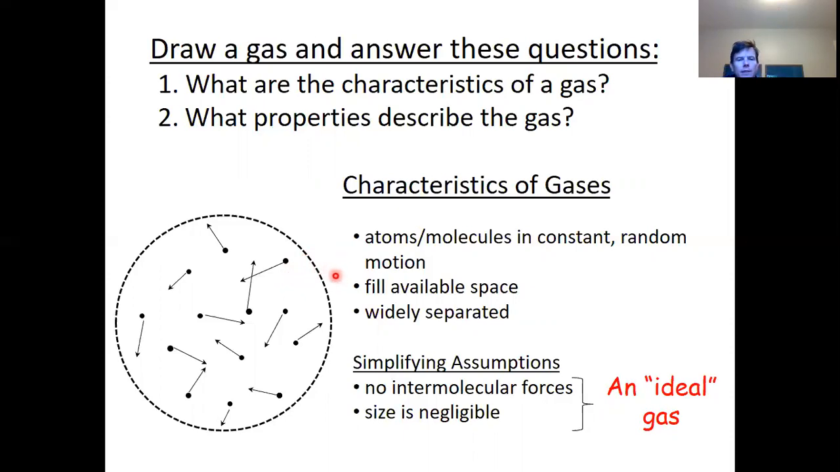We commonly make two simplifying assumptions, or at least there's a starting point for making these. And that is that there are no intermolecular forces. The only way these molecules interact are through so-called hard sphere collisions. They bang off one another. The second is that because they're so far apart, we can basically totally neglect the size of the molecules themselves. It's inconsequential. If we make these two simplifying assumptions, we get what's known as an ideal gas. And we will go back to this idea throughout the whole semester. So good thing to start with.